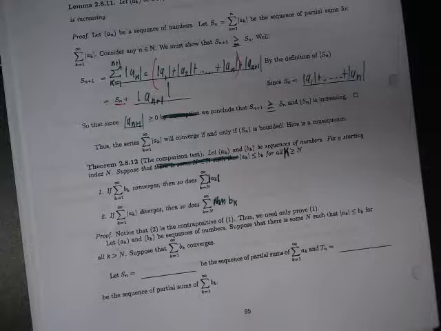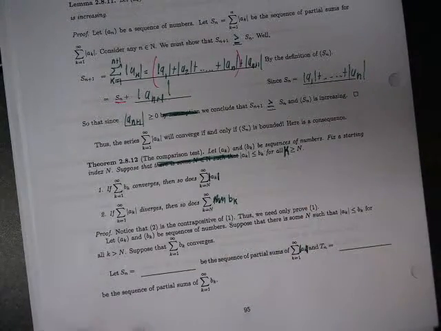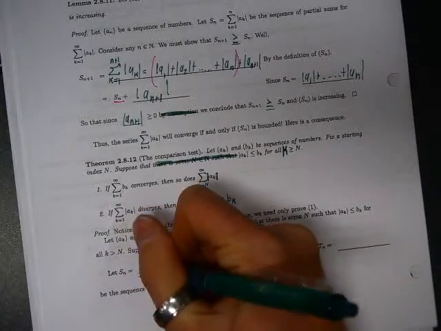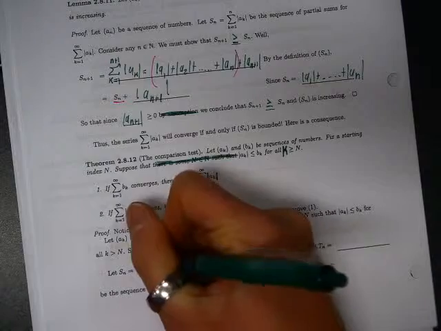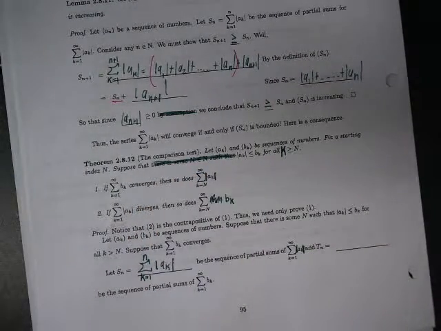Let's let a_k and b_k be sequences of numbers. Let's suppose there exists some big N such that the absolute value of a_k is less than or equal to b_k for all k bigger than big N. And let's also suppose that the sum from k equals 1 to infinity of b_k converges. So let's let S_n be the sequence of partial sums for the sum of absolute value of a_k. So S_n is the sum from k equals 1 up to n of absolute a_k. And let's let T_n be the sequence of partial sums for the b_k's.